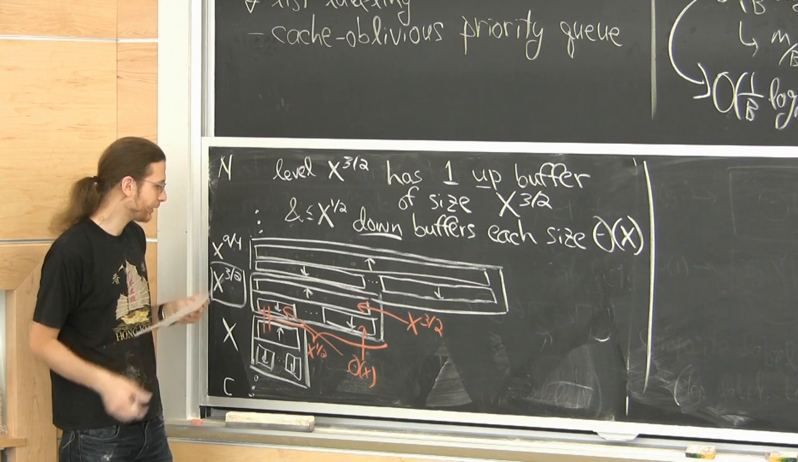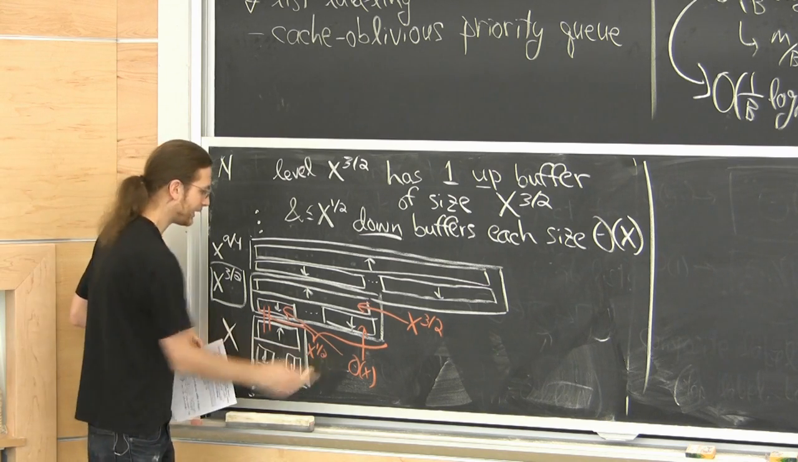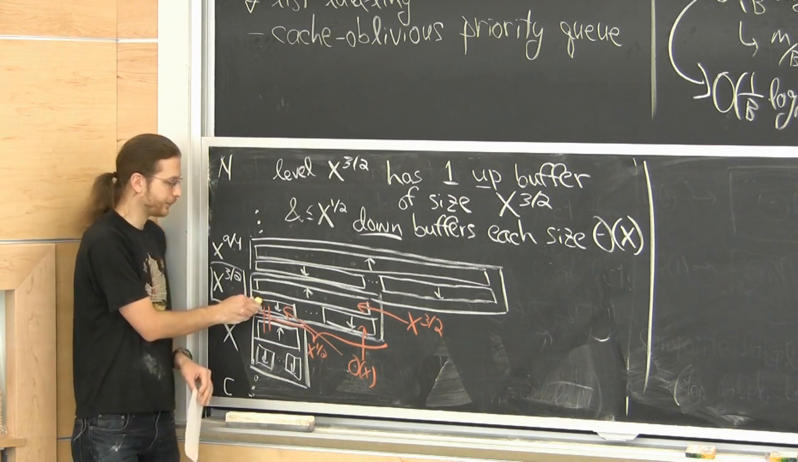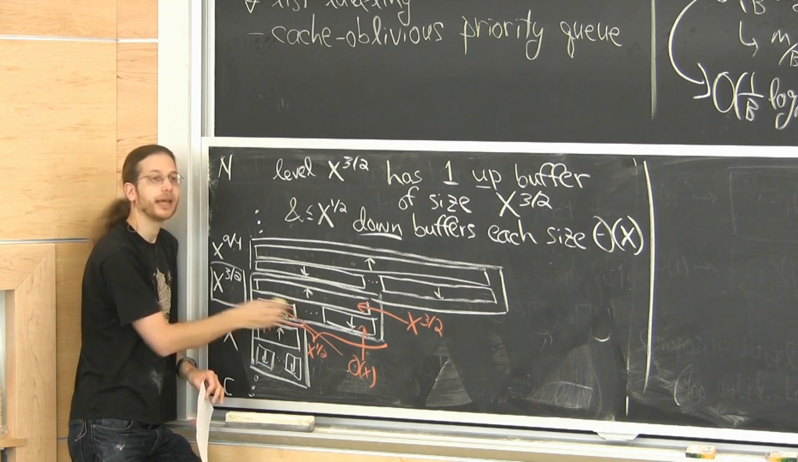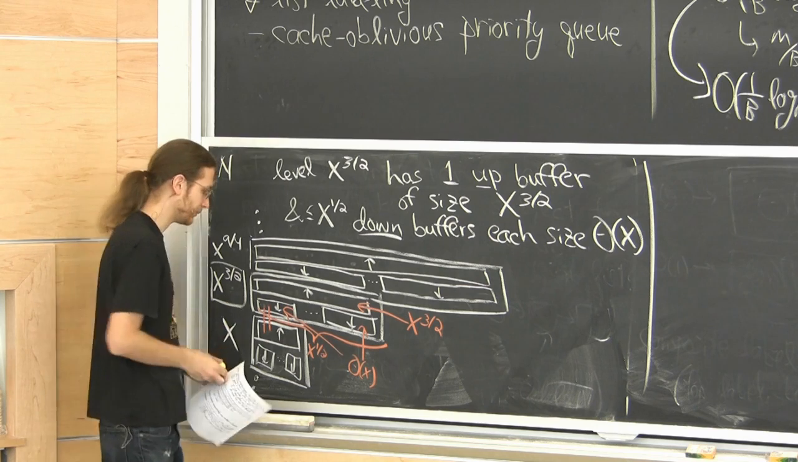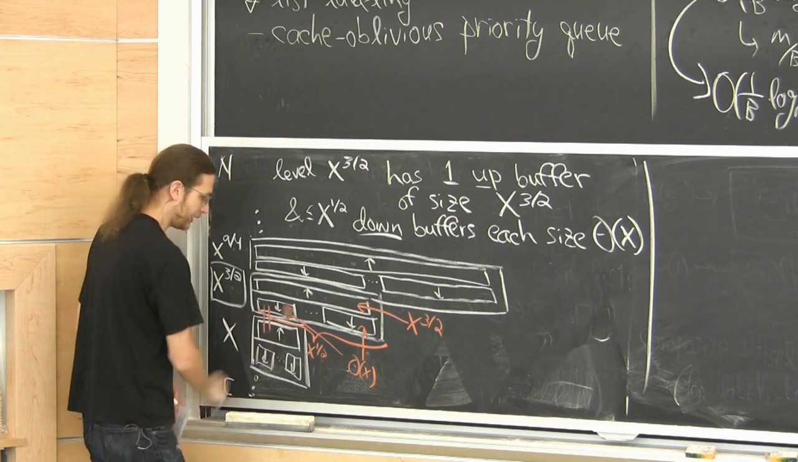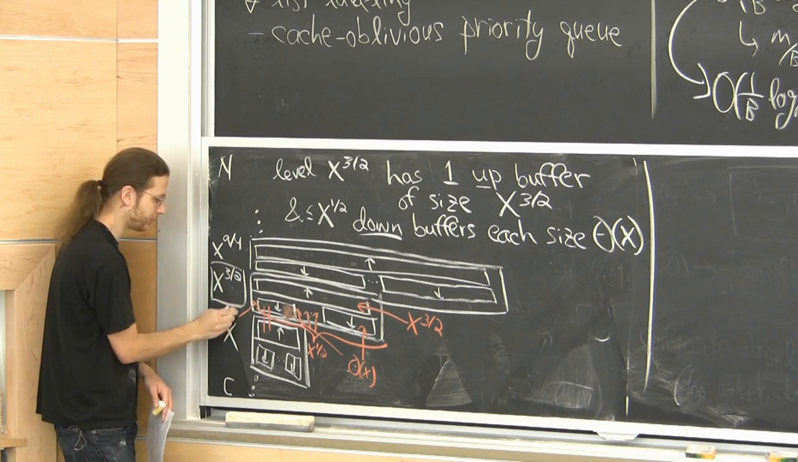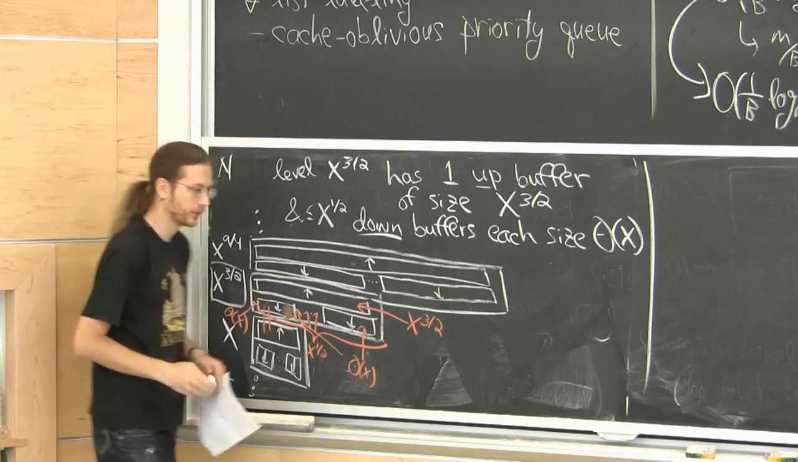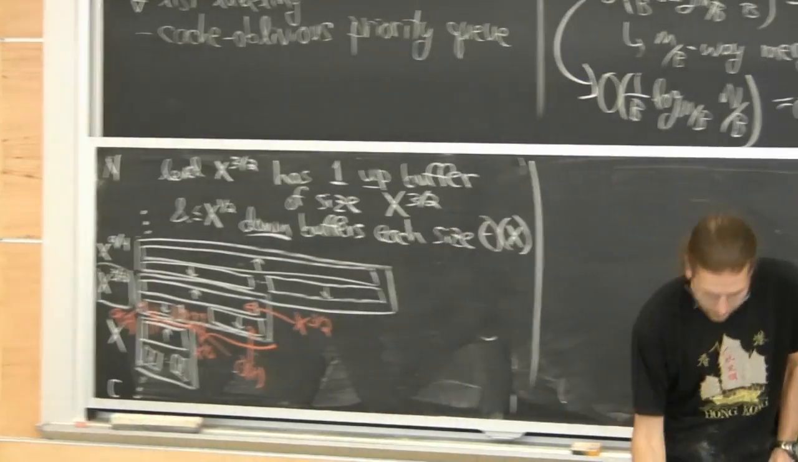Okay, there's a small exception. I'd put theta x here. The exception is that the very first down buffer might be mostly empty. So this one is not actually theta x. Each of these will be theta x, and this one over on the left will be big O of x. Okay, small typo in the notes here.